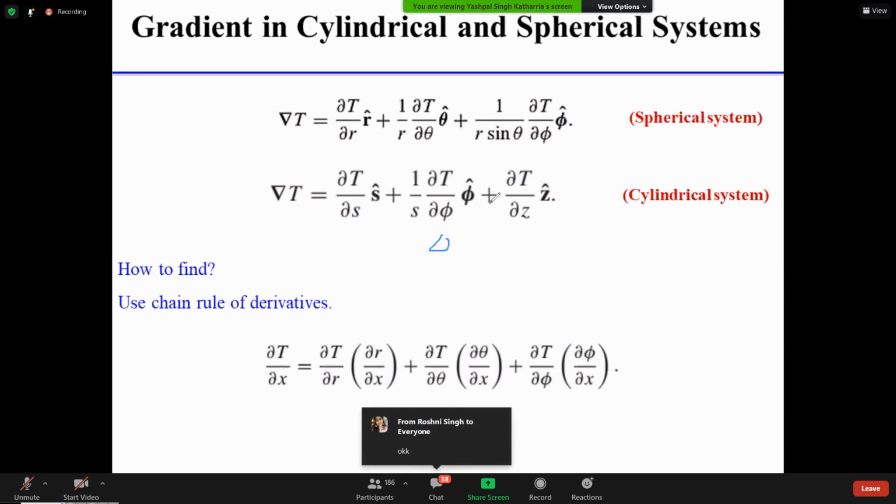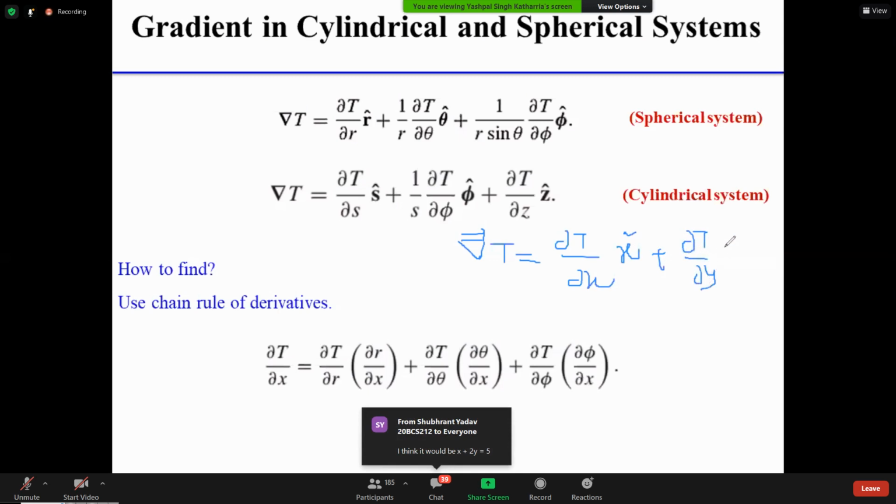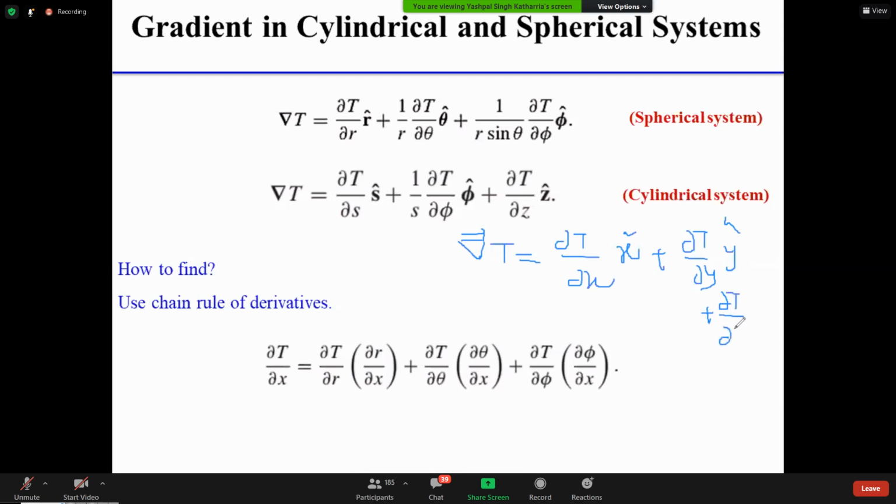I hope you remember how it was written in Cartesian coordinates. In Cartesian coordinates, the gradient of function T is given by del T over del x into x cap plus del T over del y into y cap plus del T over del z into z cap. So then we can convert it to a spherical system and cylindrical system. It's actually easy to understand how we can write the gradient in a spherical or cylindrical system.